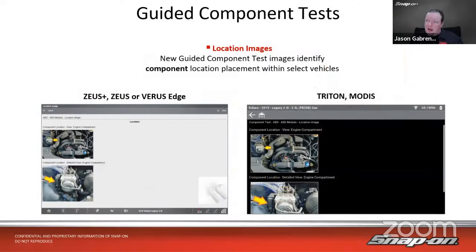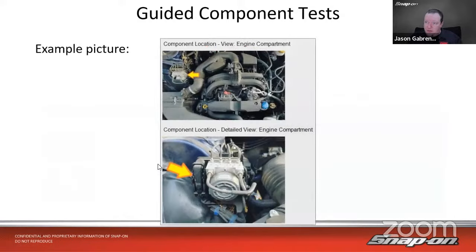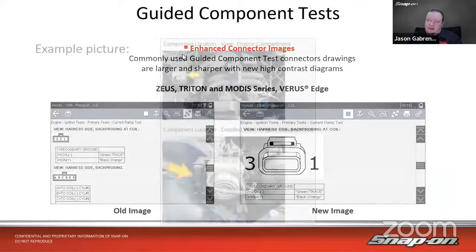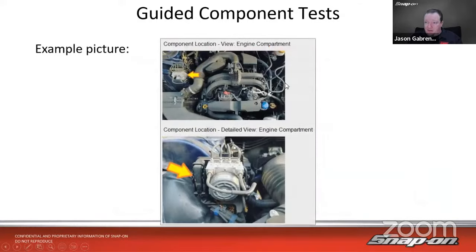Then we go to some improvements that have been made very recently. Now, I got excited when I saw this, when they first showed this to me. So, location images. Instead of just having words on the screen that say, okay, it's over here on the left-hand side or the right-hand side or whatever, it's going to actually give you images of where this component is. So in this case, we have an overview of the engine compartment there. And it says it's over on this side.